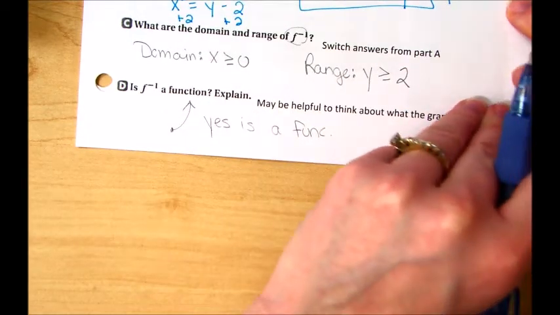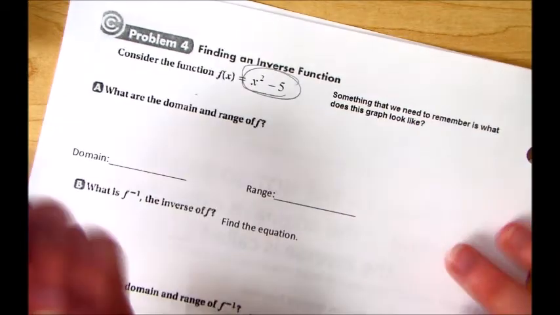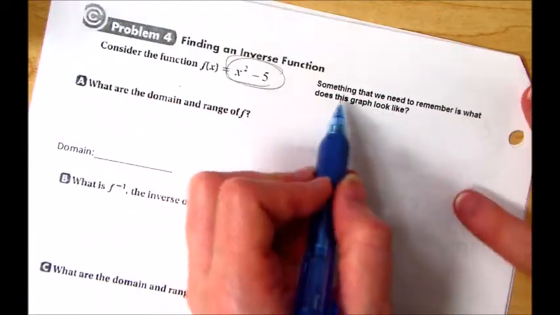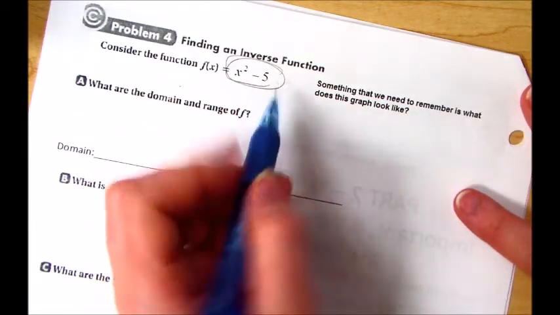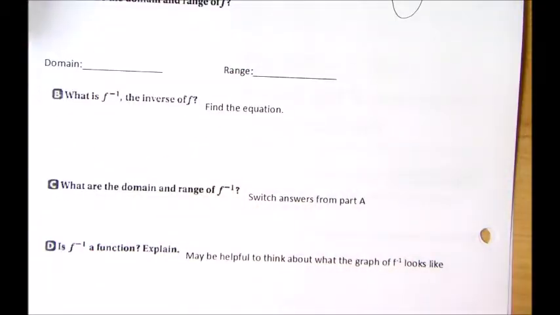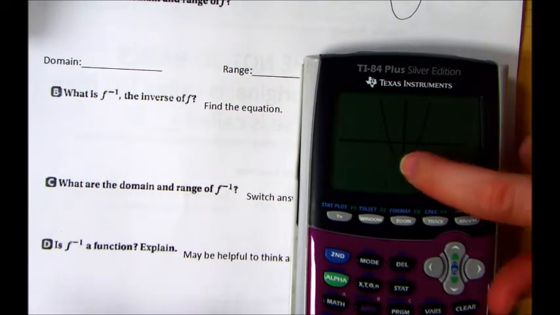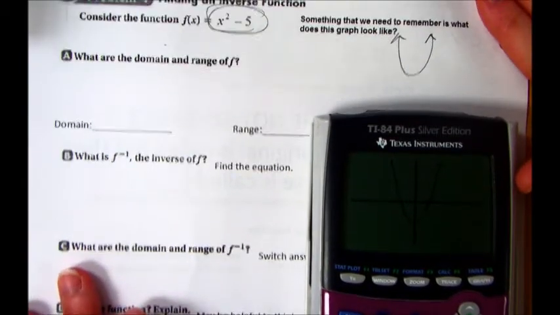Let's try that again. This time the original is going to be x squared. X squared is a quadratic, so this is something we need to remember: what would this look like on a graph? It would be a parabola. I'm going to put it in my calculator so you can see it. There's the graph of it. It's down 5 because of the minus 5 in the back.